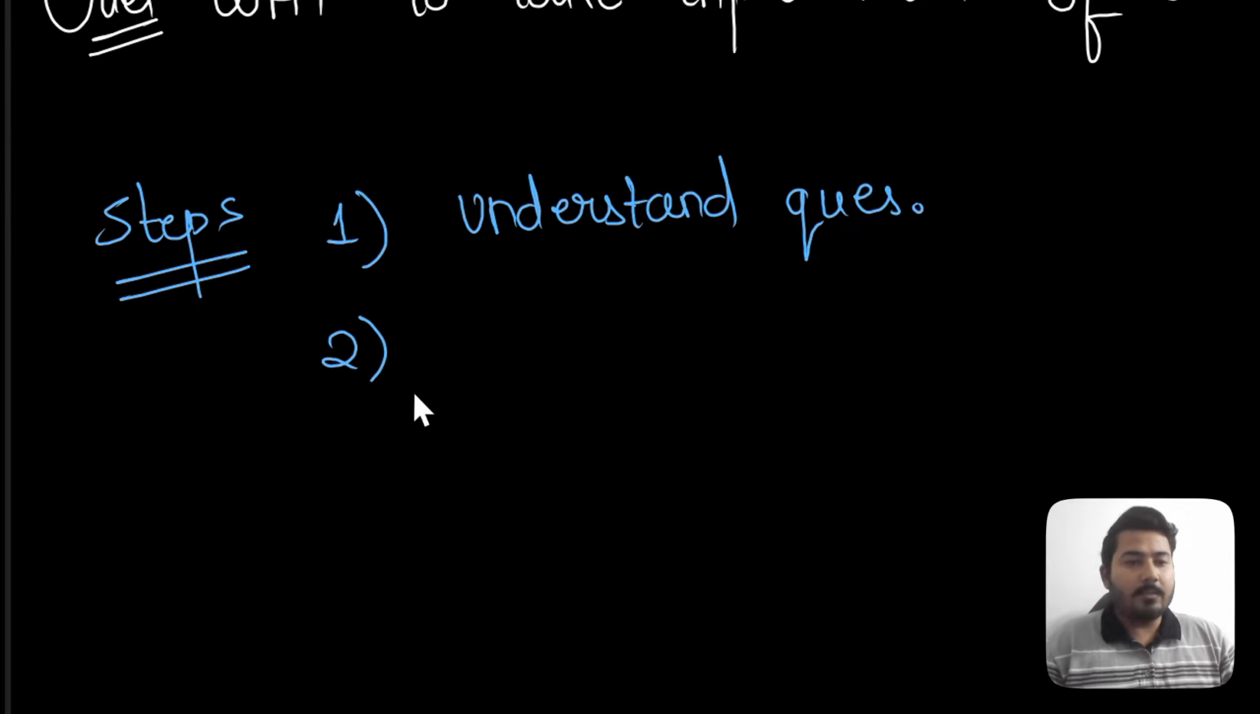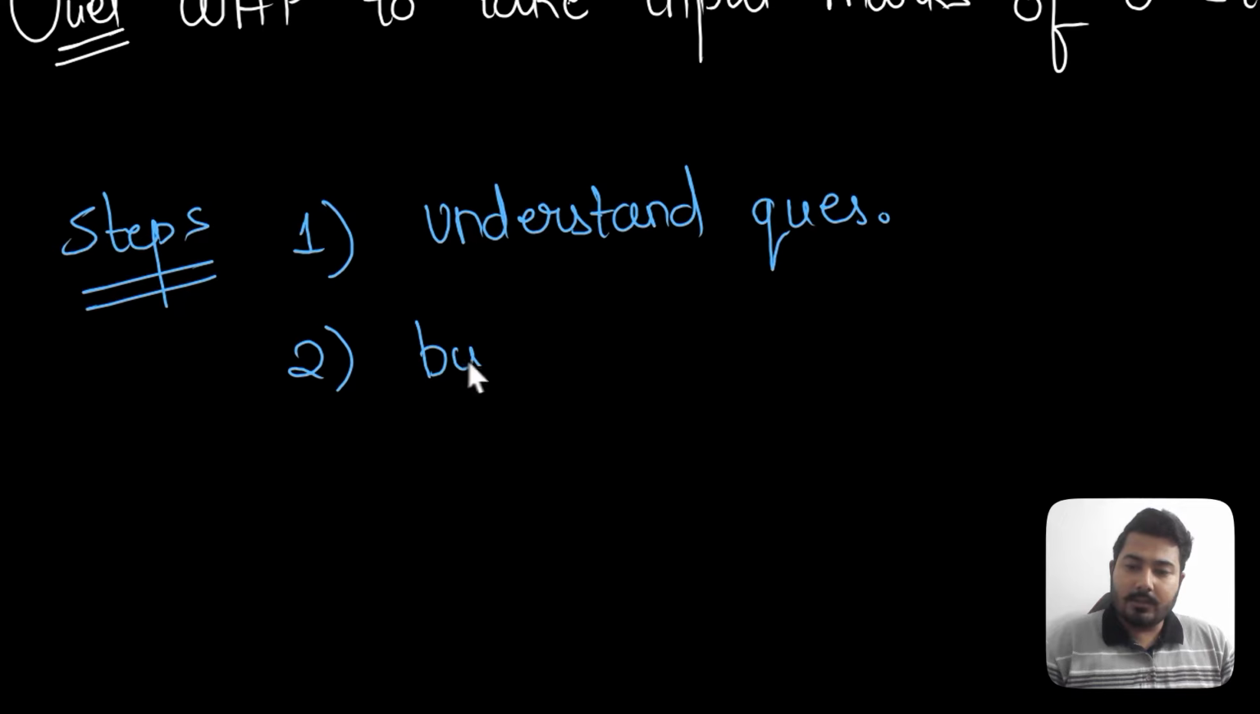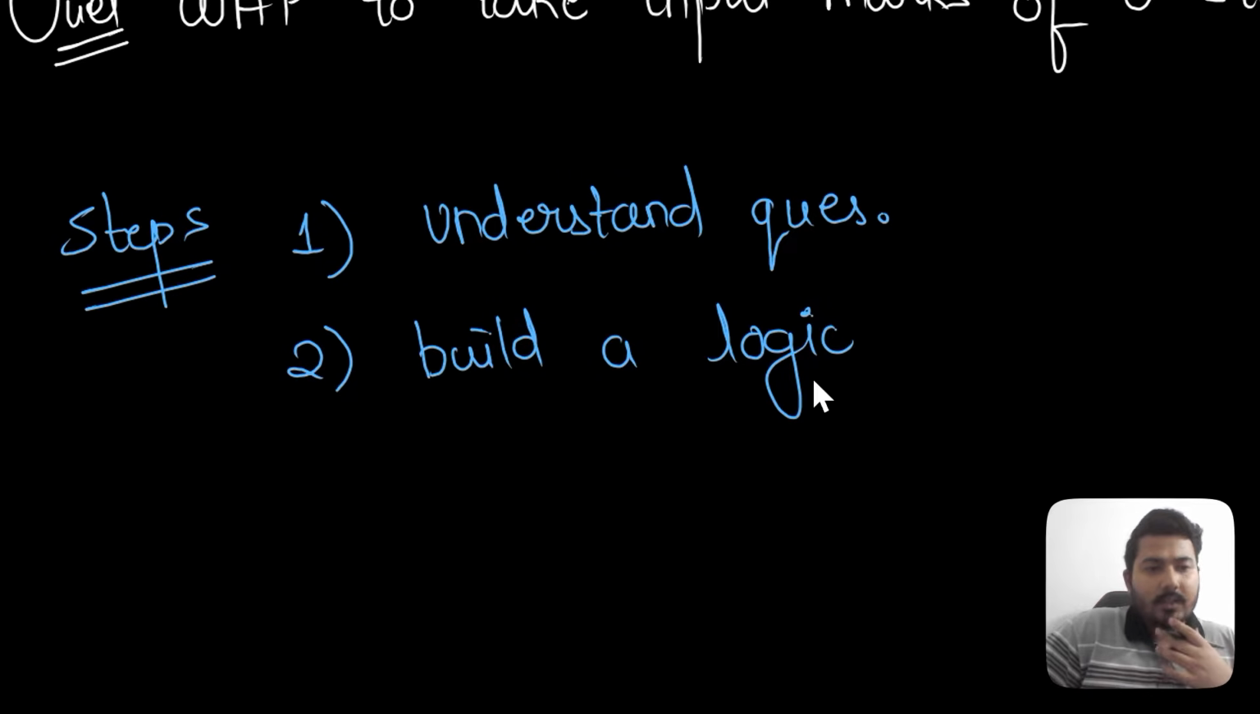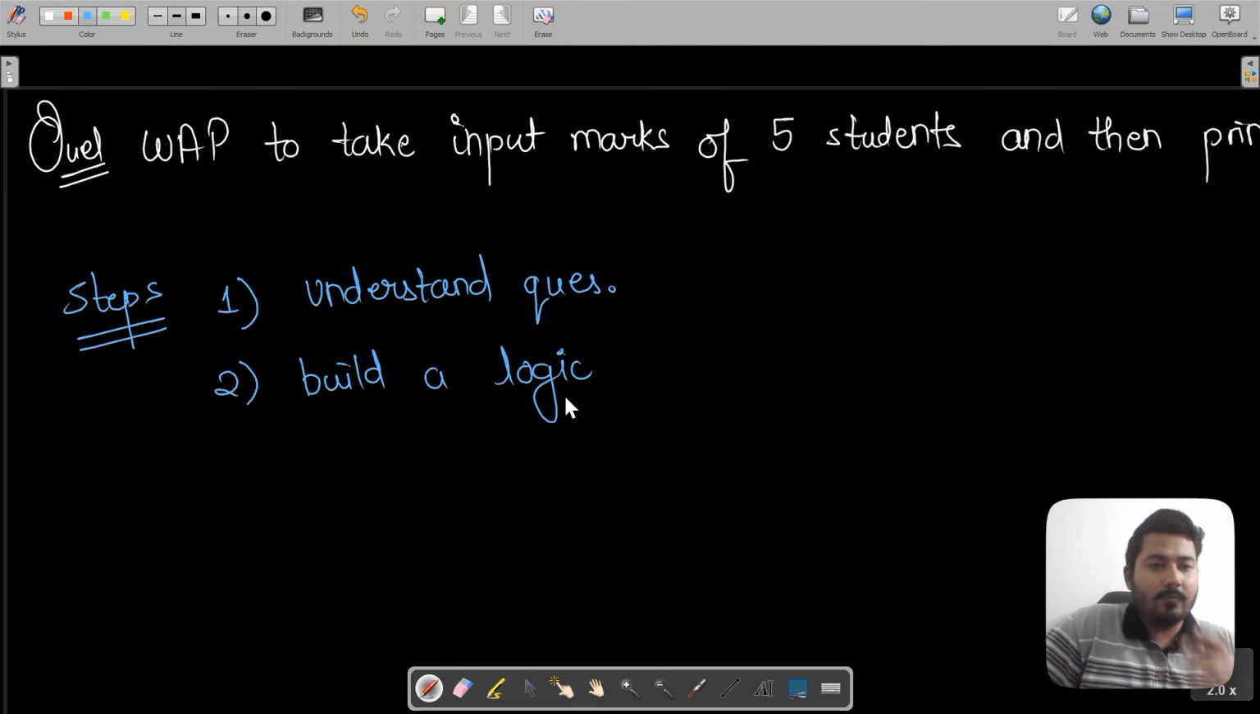Okay. Second step would be to build a logic. Here, this question is pretty straightforward. Here, you just have to do what has been told in the question. So there is no logic involved here. Although there is going to be a formula, there is still not much of a thinking process that we are going to do in this one. But there are going to be plenty of questions where you're going to spend a lot of time on building the logic.